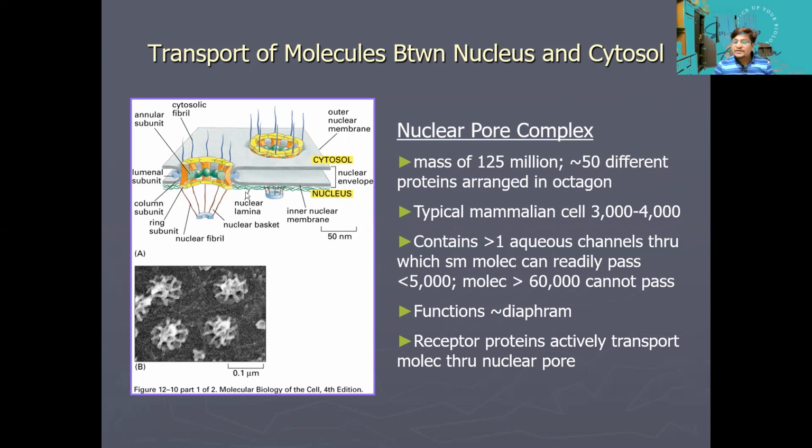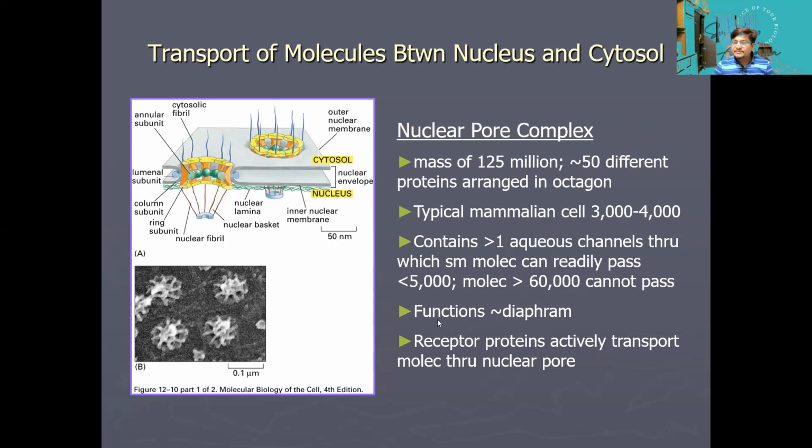At the bottom of the inner membrane, we have a green colored structure, which is made up of nuclear lamina, a kind of intermediate filament. The mass of a nuclear pore complex is around 125 million daltons, and it is made up of about 50 different proteins, arranged, as I told you, in the form of an octagon. The number can vary, usually from 3,000 to 4,000 in a mammalian cell, and they may have more than one aqueous channel through which molecules of smaller size can easily pass.